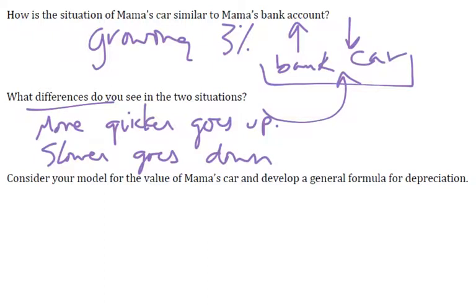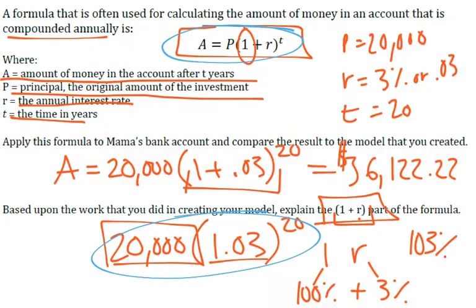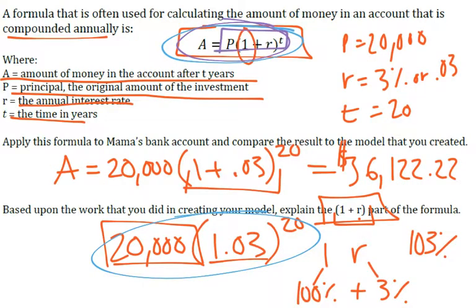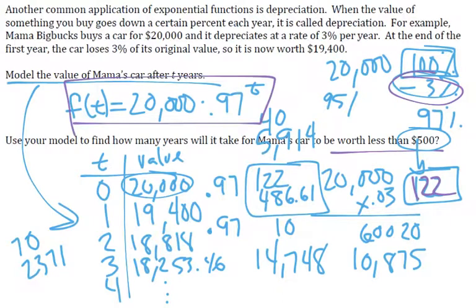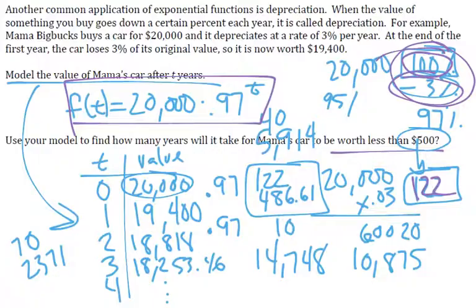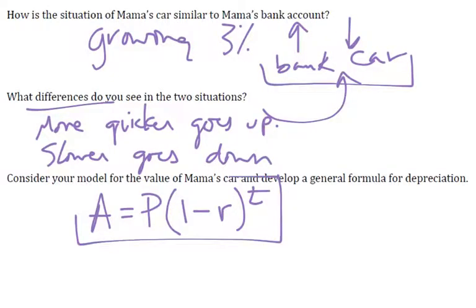It says, consider your model for the value of Mama's car and develop a general formula for depreciation. Thinking about this, we took this concept and they just separated it into those two pieces. So thinking about what we did here, we subtracted, so that 1 was like 100%. So couldn't we say the amount it's worth is equal to its principal where it started, times 1 minus the rate, to the t? Would that take this into account? I believe it would, and something like that would be a good way to model that depreciation for any car or anything that depreciates. Alright, so there's the main idea of using exponentials in situations where we see them used quite frequently.